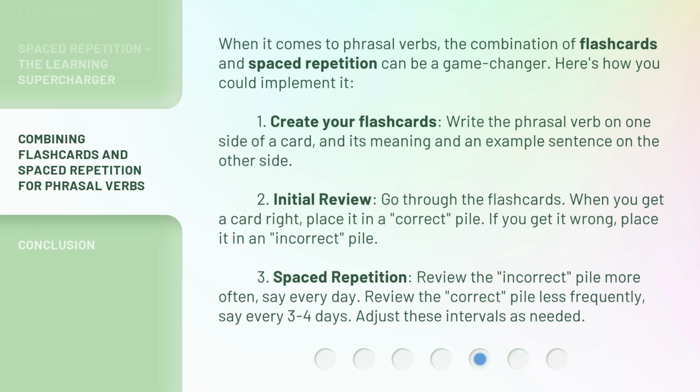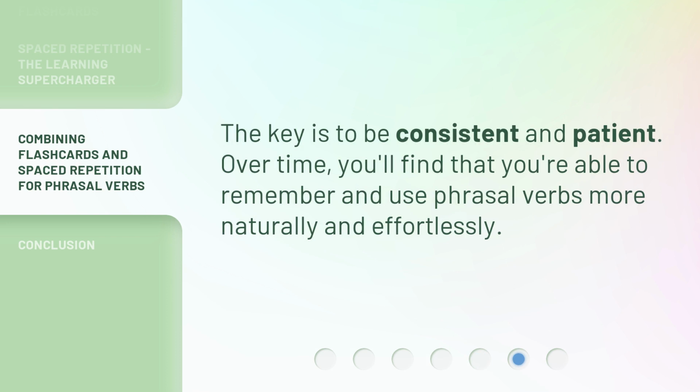3. Spaced repetition. Review the incorrect pile more often, say every day. Review the correct pile less frequently, say every 3 to 4 days. Adjust these intervals as needed. The key is to be consistent and patient. Over time, you'll find that you're able to remember and use phrasal verbs more naturally and effortlessly.